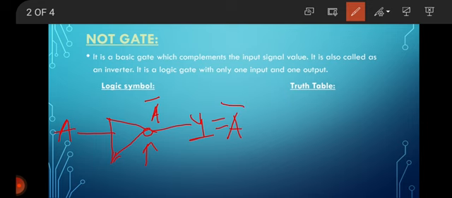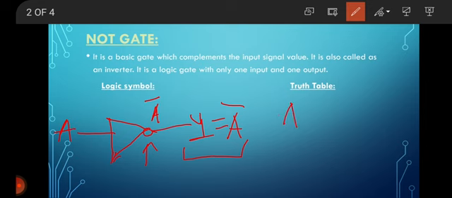That is, we can say that our input is inverted. So this is our Boolean expression. Then see the truth table.